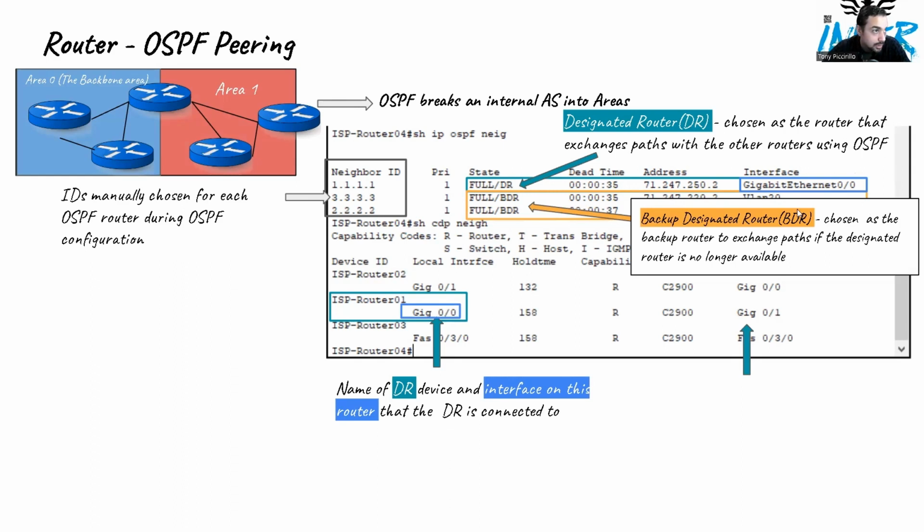You would just match the interface in the OSPF neighbor table to the local interface in the CDP neighbor table. The CDP neighbor table also tells us which router interface our router is connected to on the other router, and that's this right here. So router 01 is connected to us on G0/0, and we're connected to router 01 on router 01's G0/1.